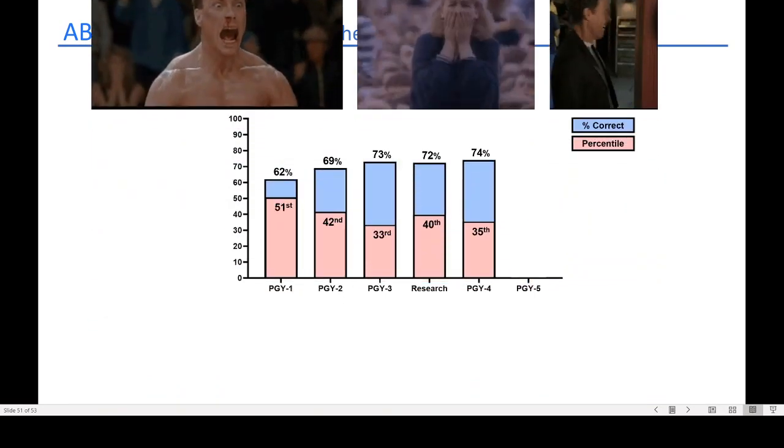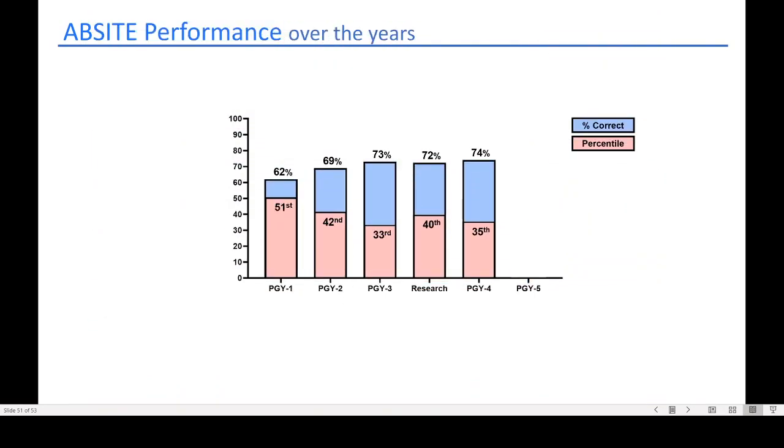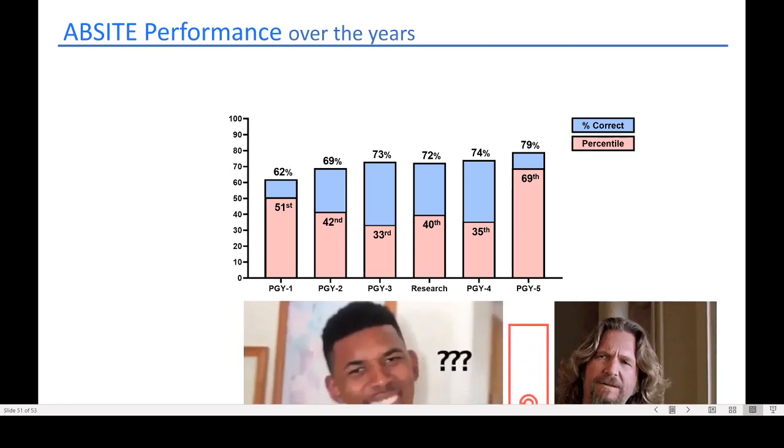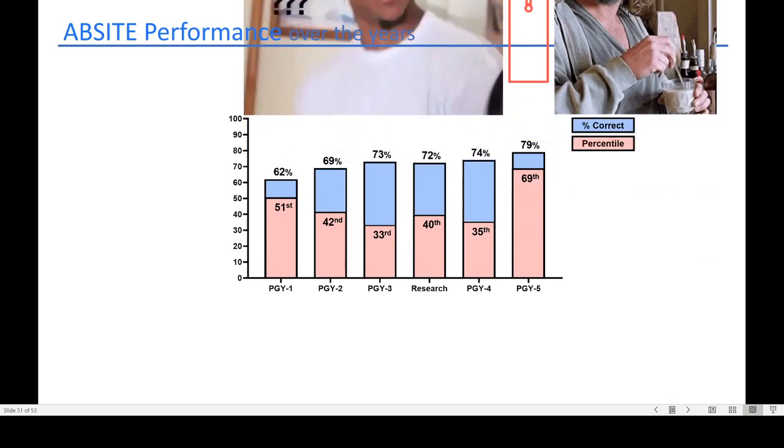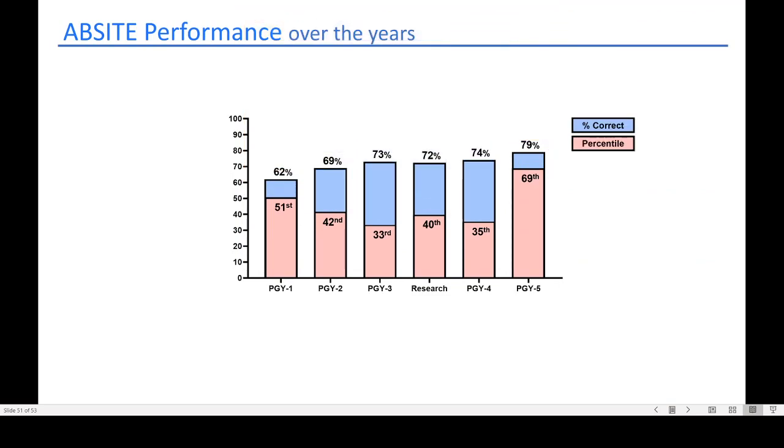At this point, I'm pulling my hair out. I give up. This test sucks, and I accept that I am consistently dumber than 60 to 70% of all surgery residents out there. And then during my chief year, this happened, and I'm like, what? What happened there? I don't understand. It's not like I did drastically better than all the other years, but the percentile went up.